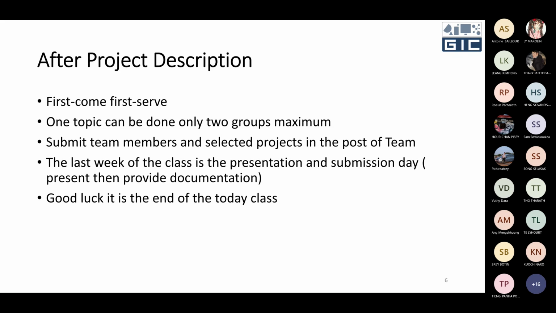Submit your team members and select a project in the post of the team within today. Our class reaches 5 o'clock, so you have to submit your selected project and members within today at 5 o'clock in the post of the team. I do not create an assignment, so please post it in the team. Which project will you do and who will be your team members?